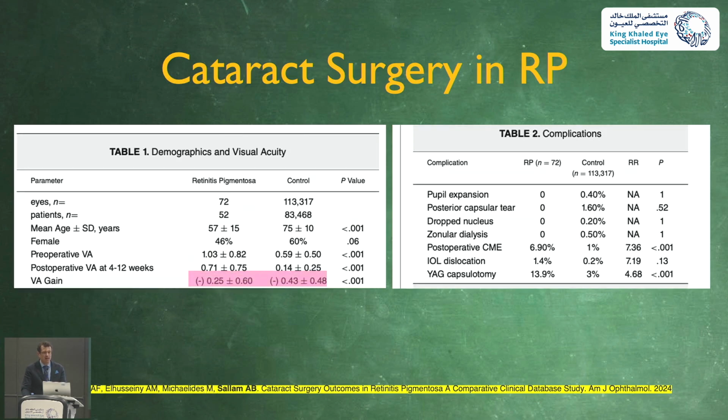Do patients with retinitis pigmentosa improve after cataract surgery? And we found that they do improve. Of course, the vision is not really as good as routine, but they do improve. So if they have significant cataract, go ahead and do the cataract.